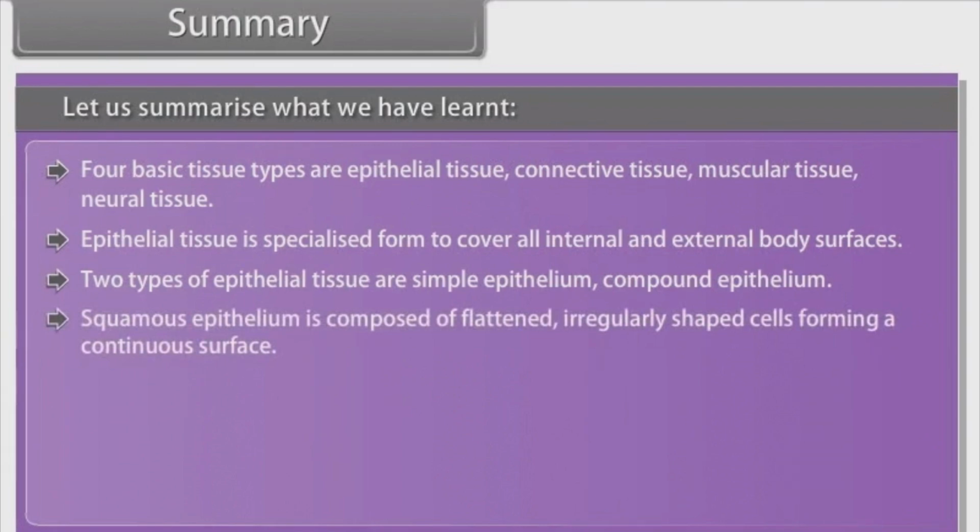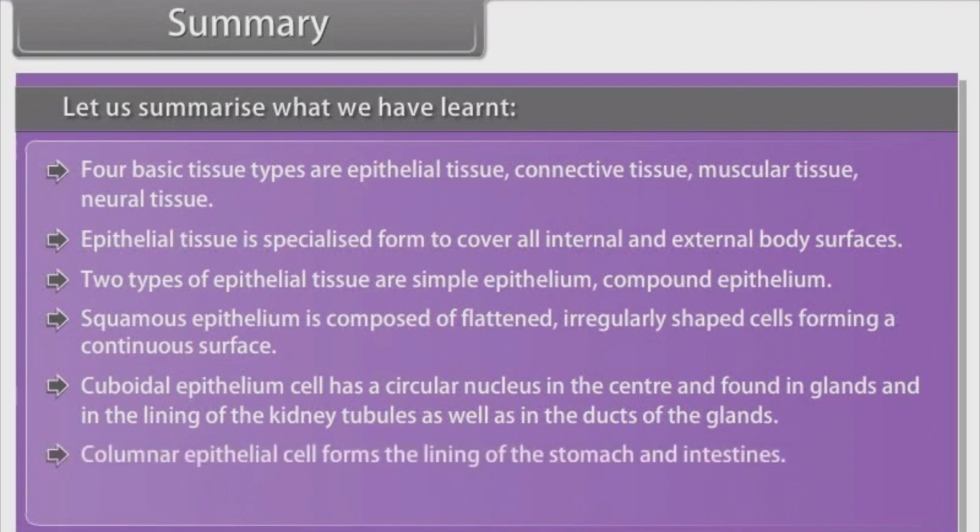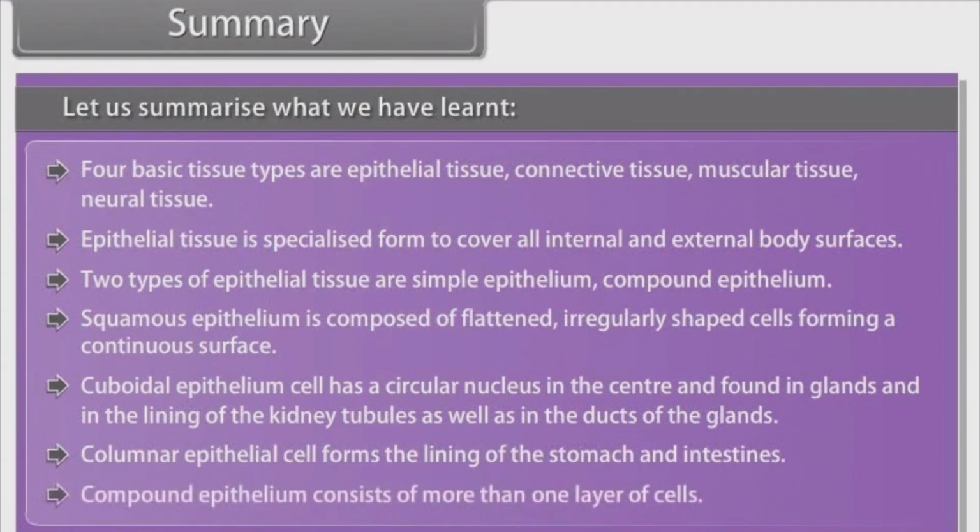Squamous epithelium is composed of flattened, irregularly shaped cells forming a continuous surface. Cuboidal epithelium cell has a circular nucleus in the center and found in glands and in the lining of the kidney tubules as well as in the ducts of the glands. Columnar epithelial cells forms the lining of the stomach and intestines. Compound epithelium consists of more than one layer of cells.